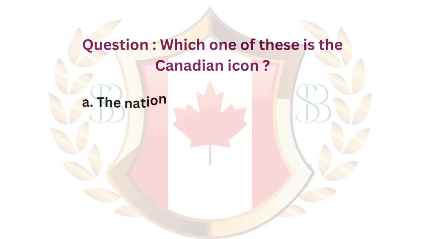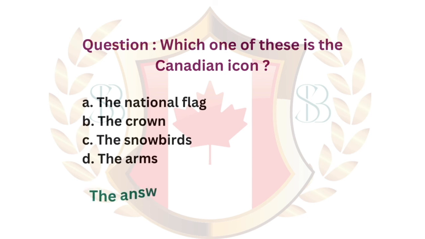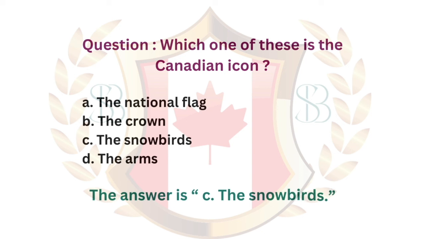Question. Which one of these is the Canadian icon? A. The national flag. B. The crown. C. The Snowbirds. D. The arms. The answer is C. The Snowbirds.